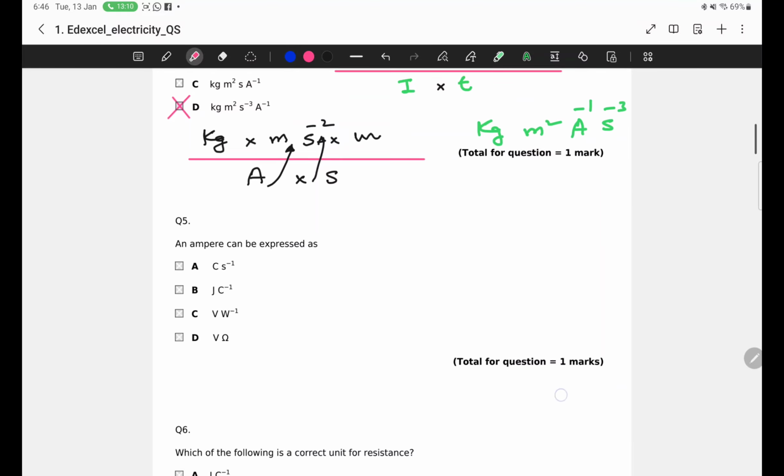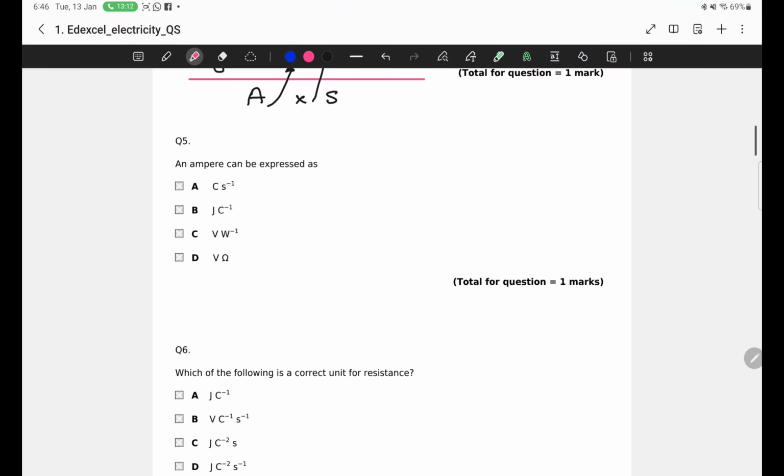Okay, beta. Now the next question is, ampere can be expressed as. Ampere means current. Current is rate of flow of charge. The unit of charge is coulomb and the unit of time is second, so it becomes coulomb per second. Ampere is the unit of current, and ampere can be expressed as coulomb per second.